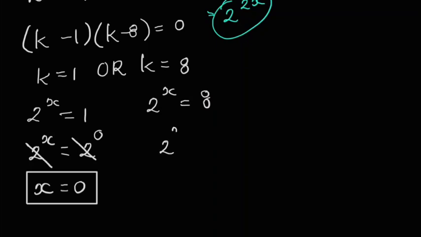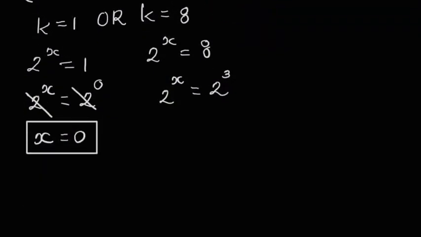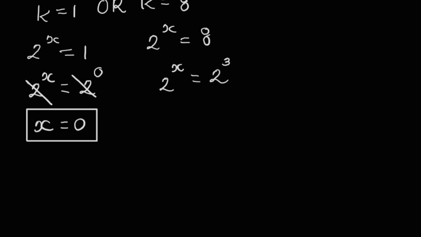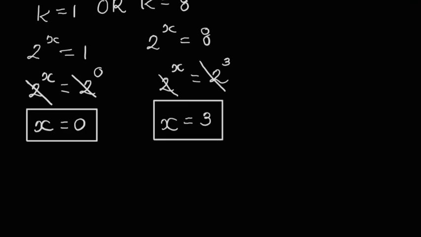Working with the second equation, we are going to rewrite 8 as a base of 2, and that is going to be 2 cubed. Now that the bases are the same, they cancel out, and we equate the exponents. So our second answer is x is equal to 3.